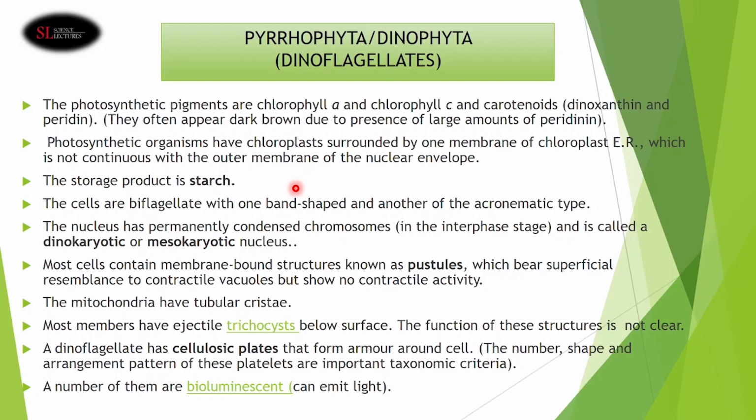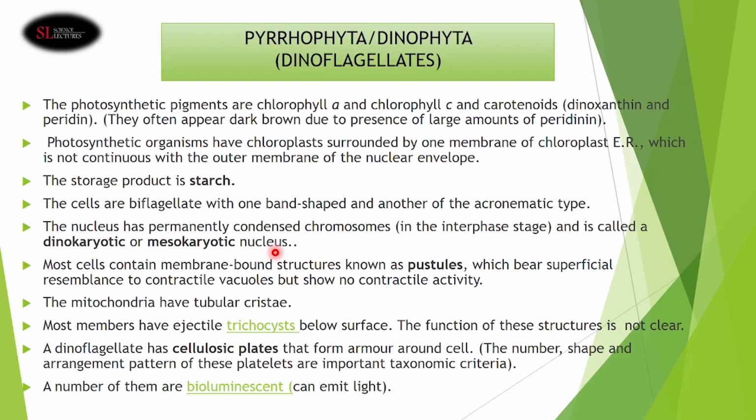Then their major storage product is starch. They store starch. Then the cells are biflagellate. They have two flagella with one band shaped and the other is achromatic. Then their nucleus has permanently condensed chromosomes. So their chromosomes are in interphase, and this stage is called being dinokaryotic or mesokaryotic. And since it is a nucleus that has the chromosomes, they have a dinokaryotic or mesokaryotic nucleus.